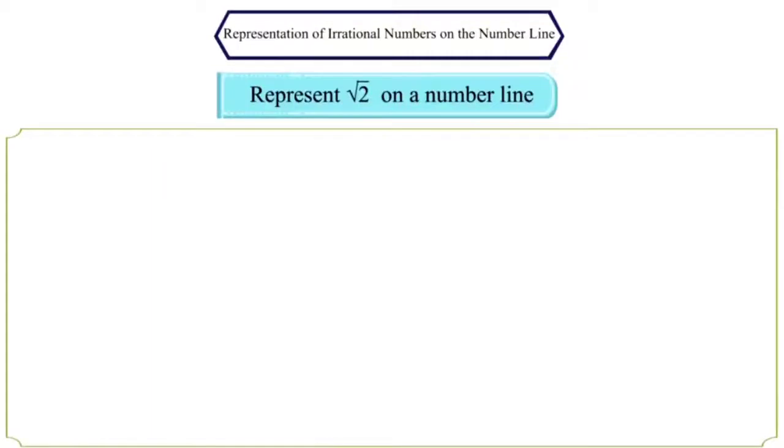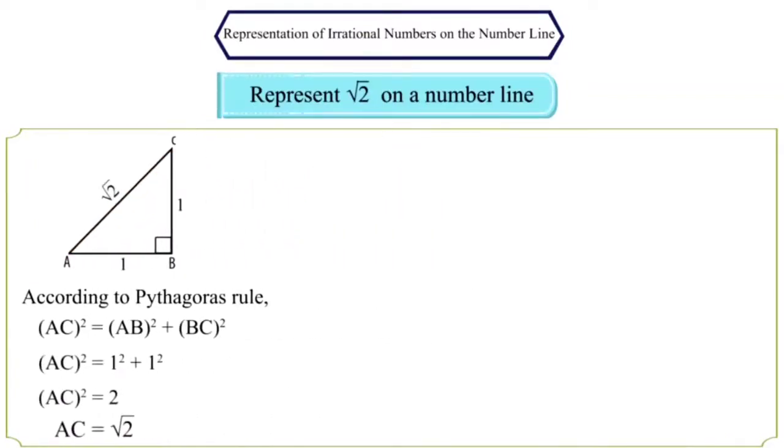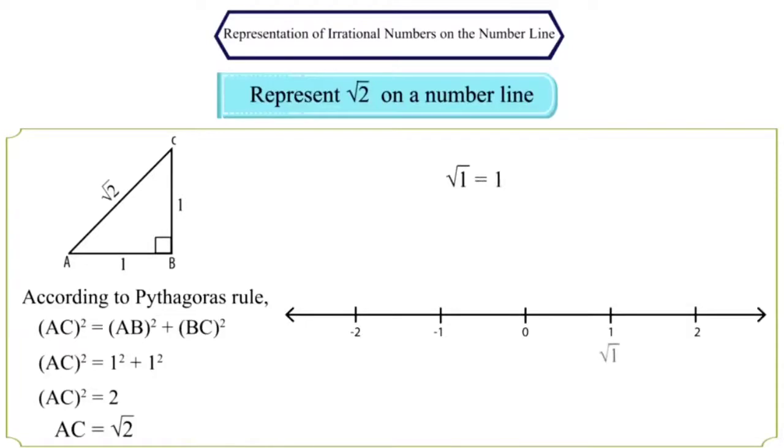Friends, when we use words like squares, square roots, which rule comes to your mind? Yes, Pythagoras rule. Now, if we consider a right-angled triangle ABC where the lengths of AB and BC are 1 unit, according to Pythagoras rule, we will get the length of AC as root 2. We know that root of 1 is 1 and root of 4 is 2. That means root 2 will lie somewhere between 1 and 2 on the number line.